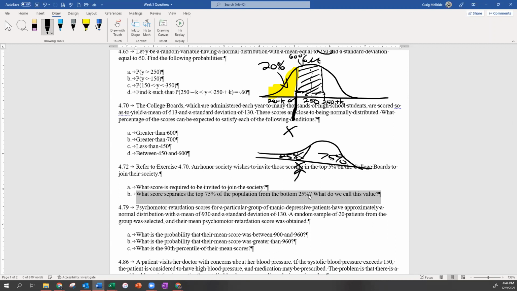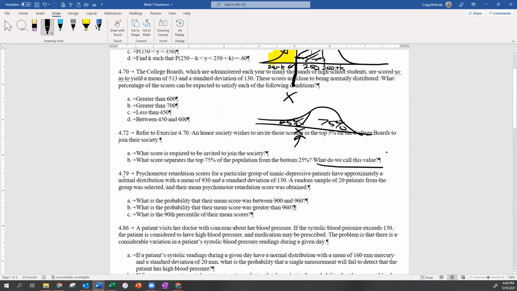What do we call that value? Lower quartile. Yes, exactly. Lower quartile or Q1, whichever you want to call it. Then for 479, these questions are just like the previous ones as far as calculating greater thans, in betweens, and then a percentile. So that's just like this one.